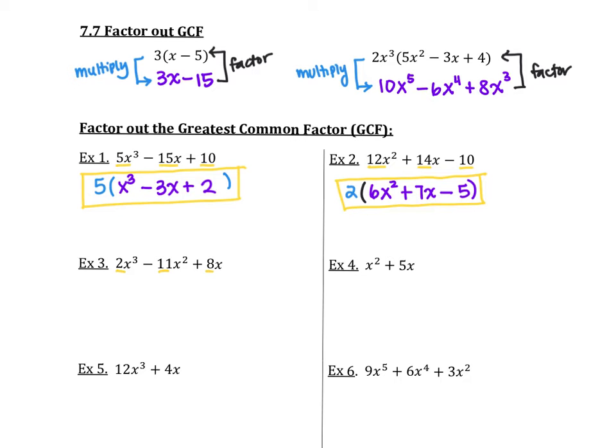Okay, let me see if there's a variable in common. This has x to the third. This has x to the second. This has an x. So all of them have at least an x. So I'm going to factor out an x.